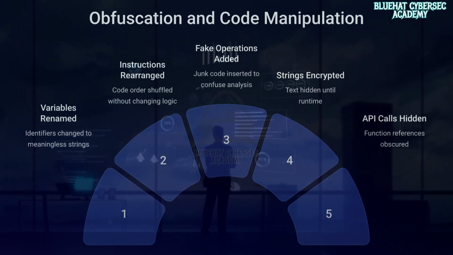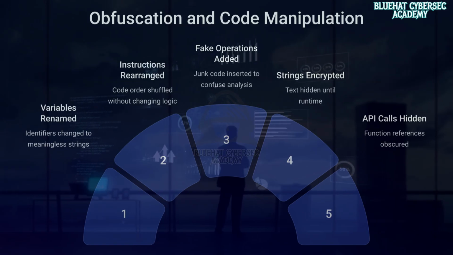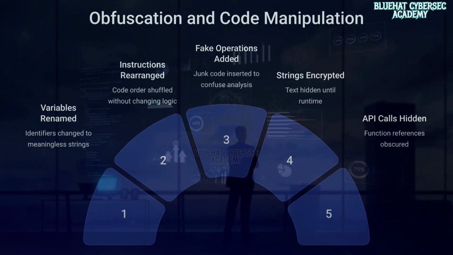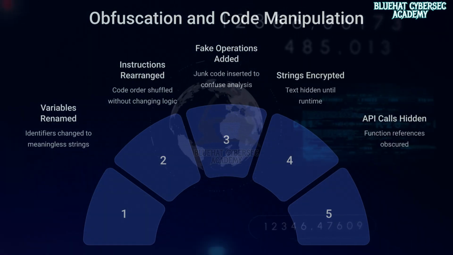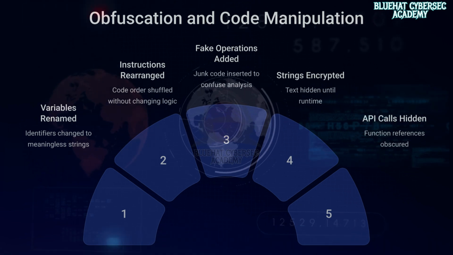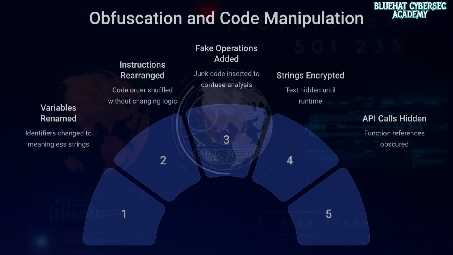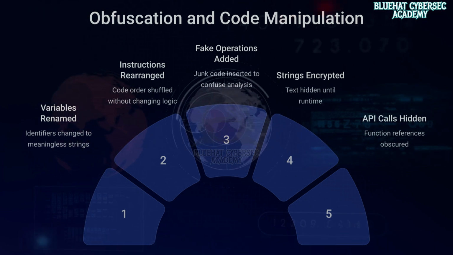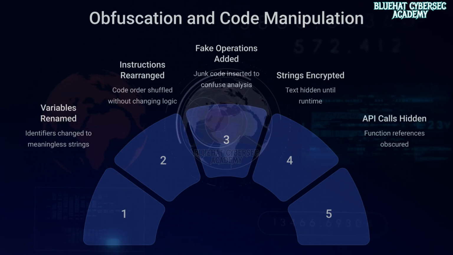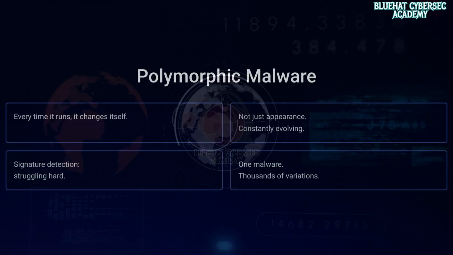Computers do not care how code looks. They only care what it executes. So when appearance changes but logic stays intact, signature-based detection starts losing visibility. And this is usually the moment where people realize something important. Security systems are not broken. They are just looking at the wrong layer.